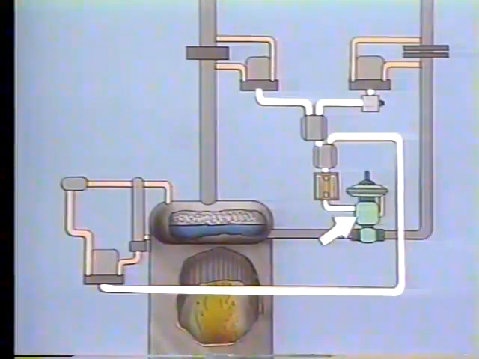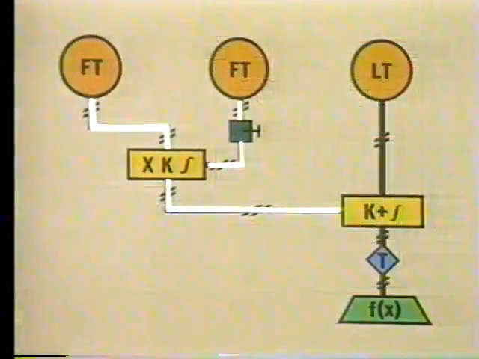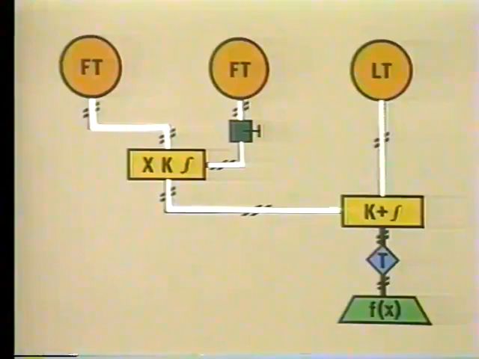The final control element positions the feedwater flow control valve to regulate the feedwater to the boiler drum. Looking again at the logic diagram, we can learn more about the instruments we just discussed. This circle represents the level transmitter. The output signal from the level transmitter goes to the feedwater controller. We can also see that this is a proportional plus integral controller.